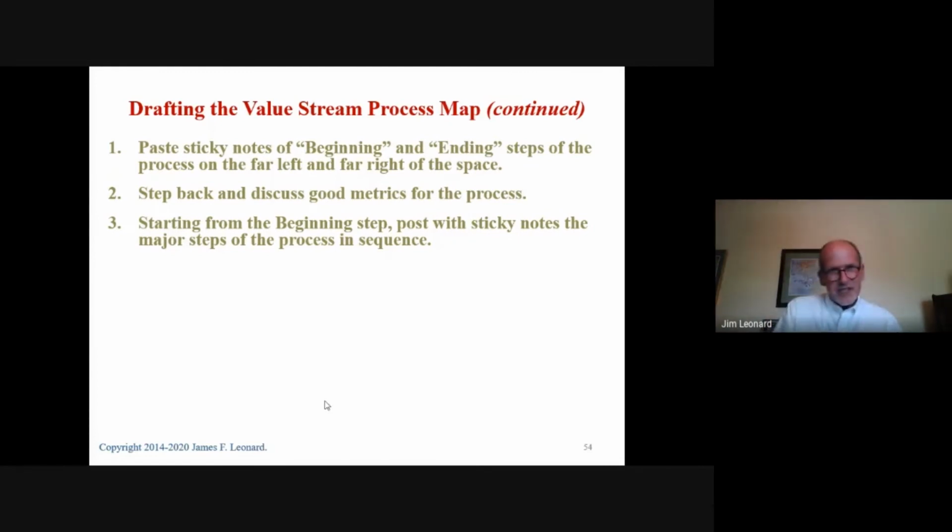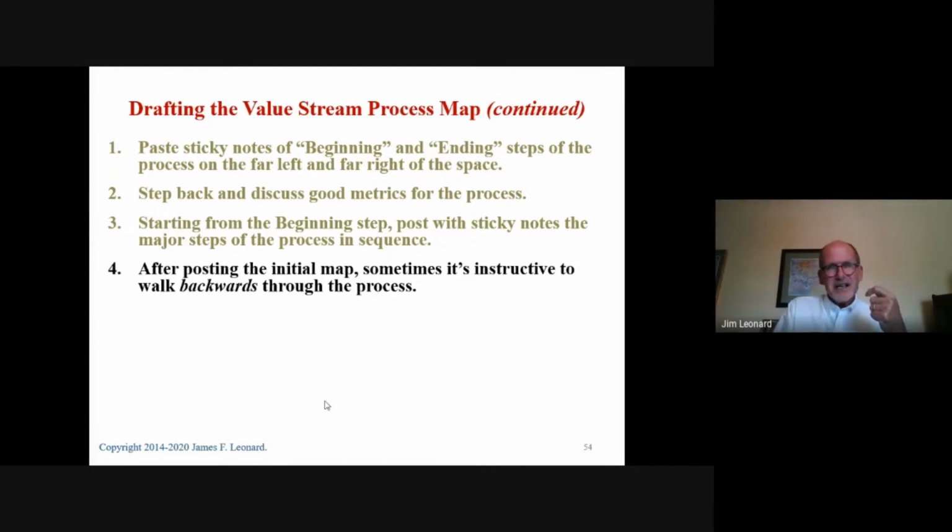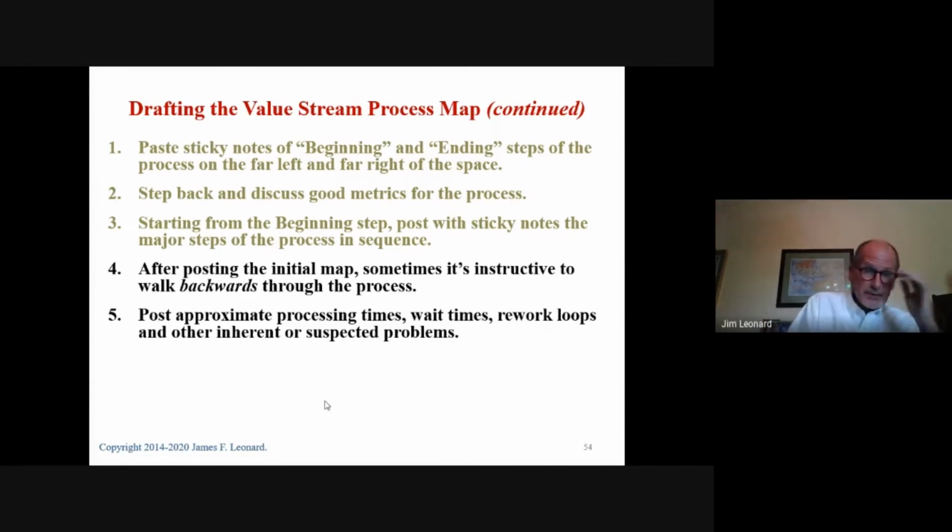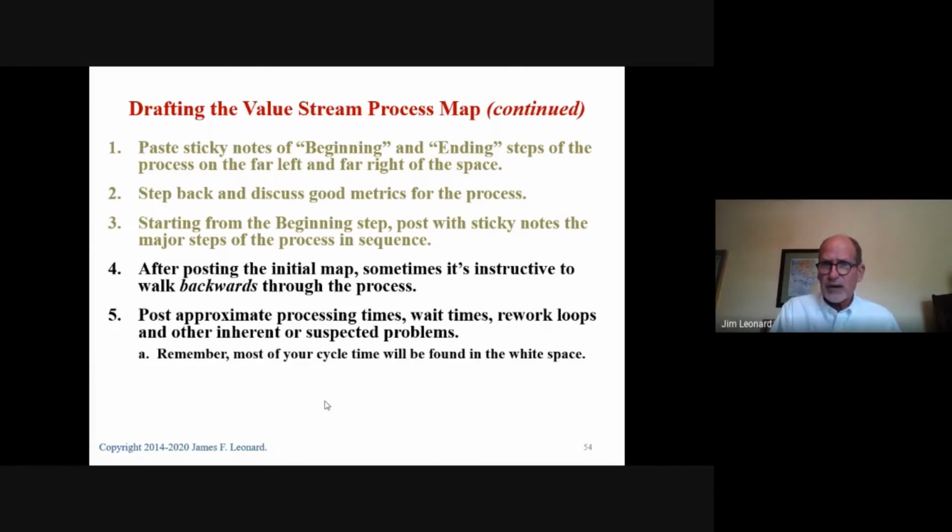After we post those sticky notes of the major steps of the process, sometimes it's instructive to go backwards through the process. But what are you doing? You're starting with your customer, internal or external, and you're moving back through your process from his or her perspective. Post approximate processing times, wait times, rework loops, other inherent or suspected problems. But remember, most of your cycle time is hiding in the white space. Also, note the time it takes on the average. Don't go with the extremes. Wow, one time that thing went so smoothly, it took only a day.